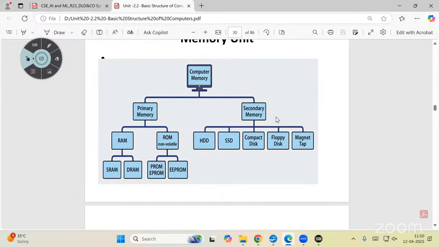Non-volatile means if the power is switched off, the data can remain stored without losing the data while power is switched off.